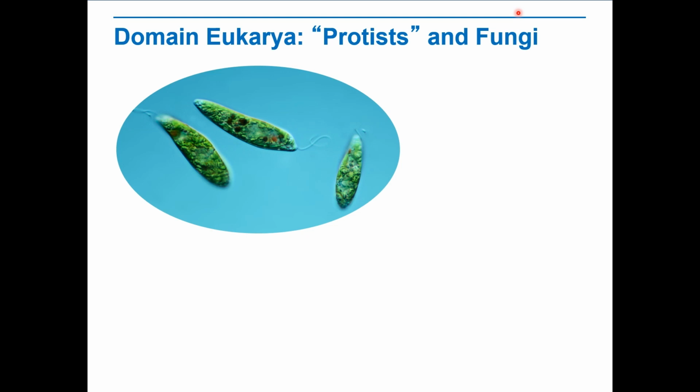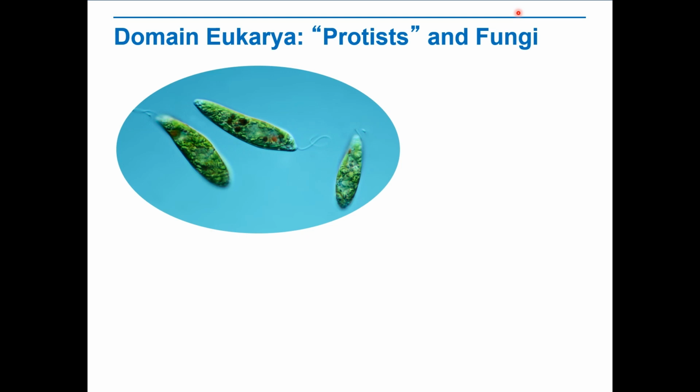Most are unicellular, but one group, the brown algae, is multicellular. Some are photosynthetic, while others are heterotrophic. Some display characters that most closely resemble those of plants, fungi, or animals. The image shown here is of Euglena.